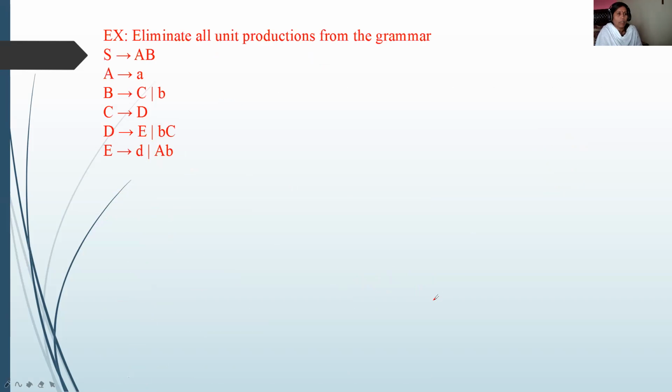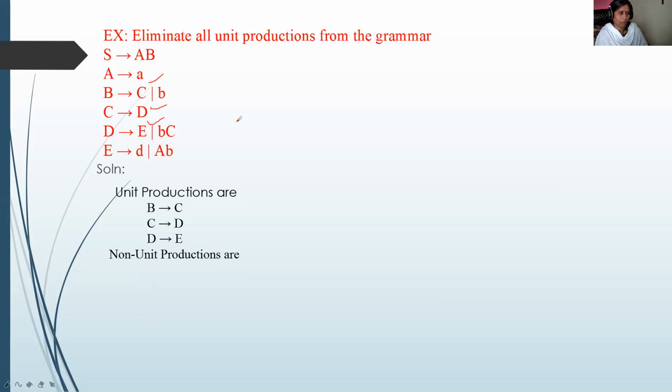See here, we'll see one example. Eliminate all unit productions from the grammar. Do we have any unit productions here? Yes. Which are the unit productions? B → C is a unit production. C → D is a unit production. D → E is a unit production. We'll categorize into two groups: unit productions and non-unit productions. Unit productions are B → C, C → D and D → E. Non-unit productions are S → AB, A → a, B → b, D → BC, and E → d or AB.